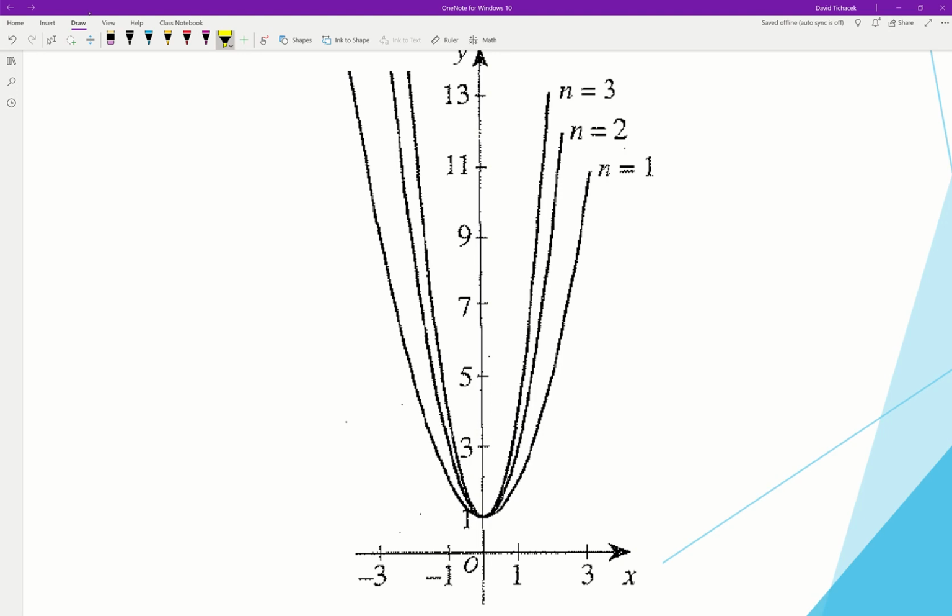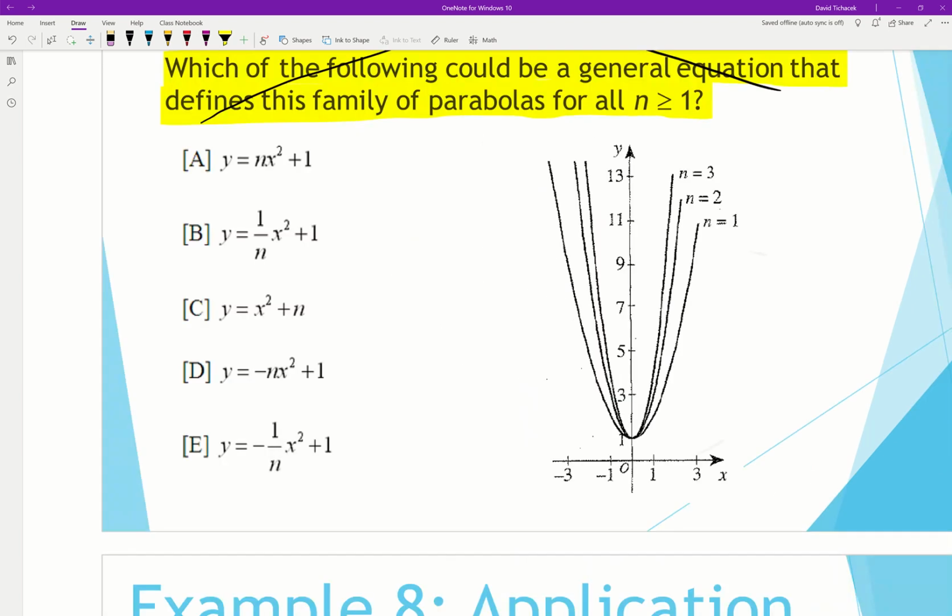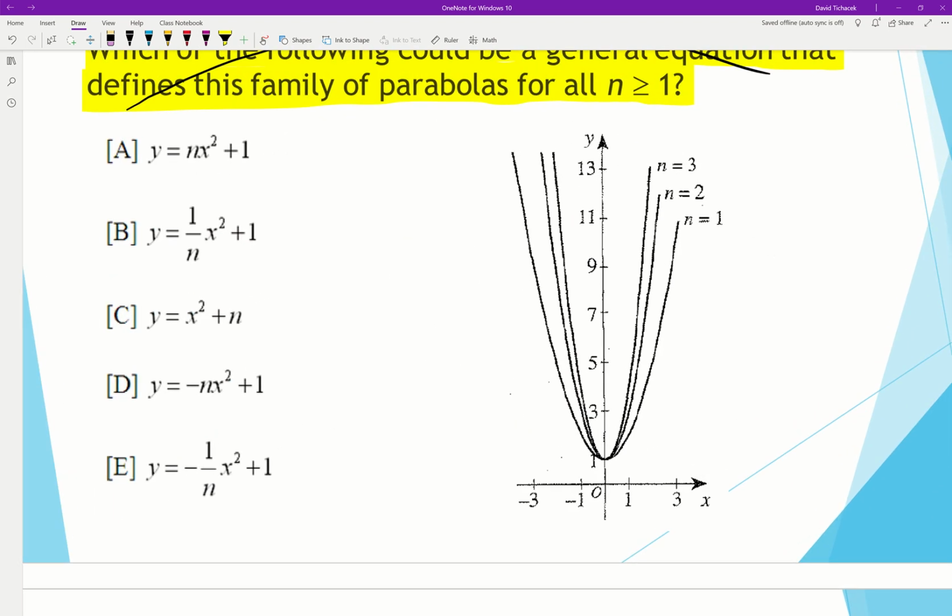Well, you can see here that as n gets bigger, what is happening to my parabola? It looks like it is becoming more and more vertically stretched, or in other words, it's becoming more and more narrow, okay? So we just have to take a look and see what we've got going on here. One of the things that you'll notice about each one of these function formulas is that they all have this +1 at the end, with the exception of part C, and that +1 accounts for the fact that we have shifted our parabolas up 1 unit. And so what that's going to mean is that we can immediately eliminate choice C from our choices.